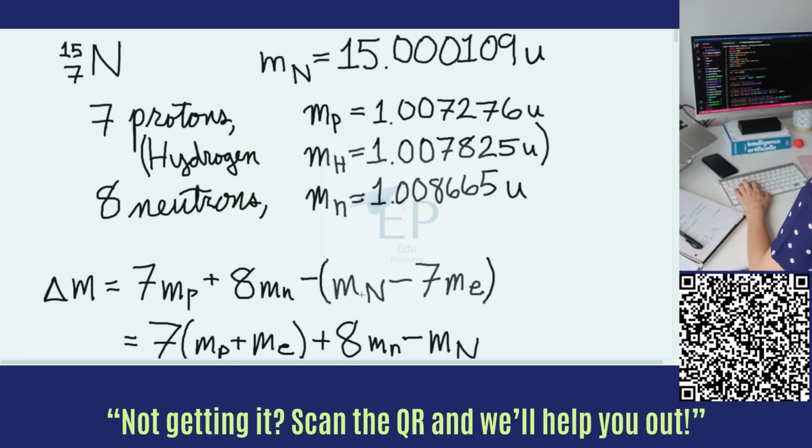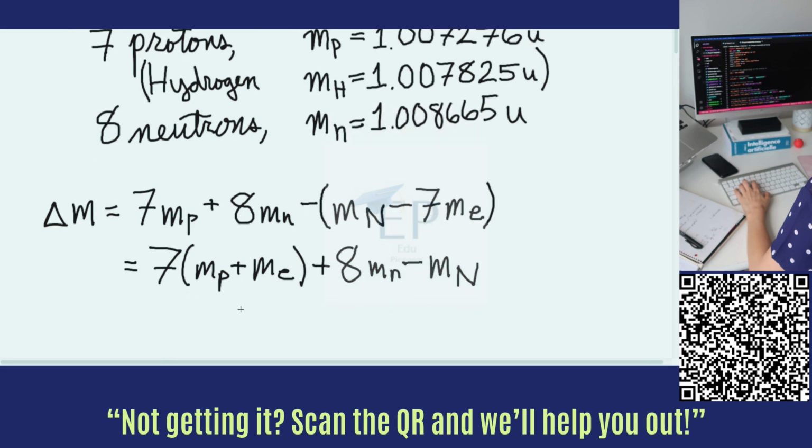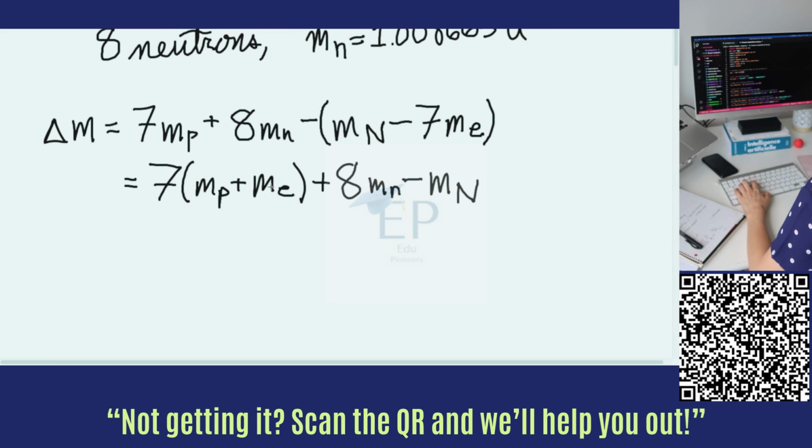But a crucial thing to remember here is that part of the mass of this nitrogen isotope includes the mass of the electrons. So we're going to have to account for those in order to find a proper change in mass. What I've done below is to regroup these terms such that the mass of the 7 electrons that we need to subtract out, we can subtract out a negative, which makes it become a positive, and put it beside the coefficient of 7.